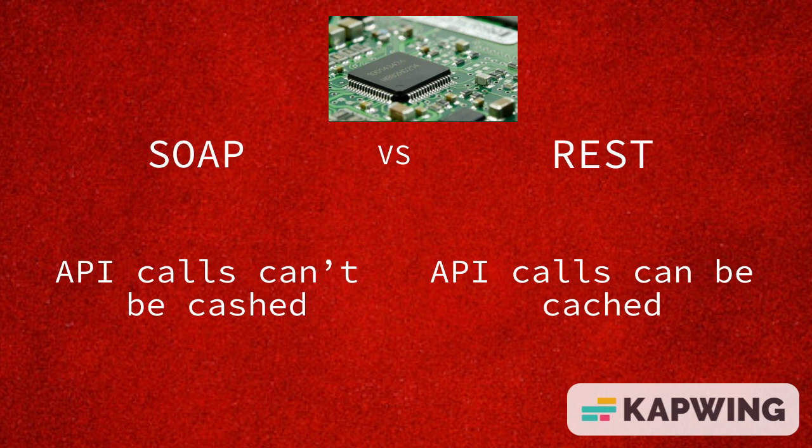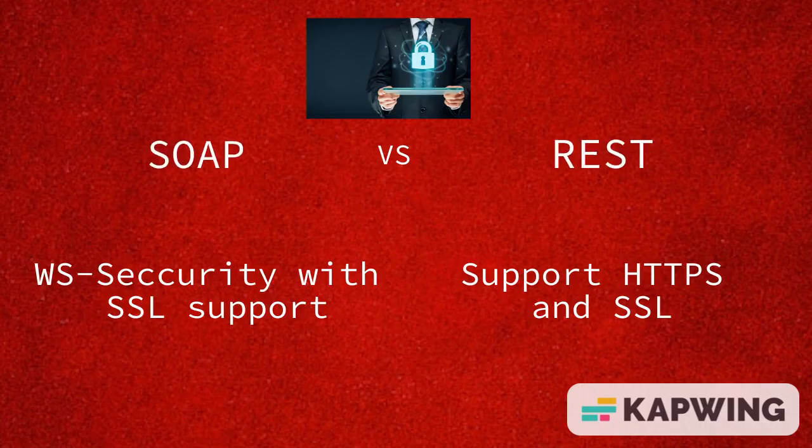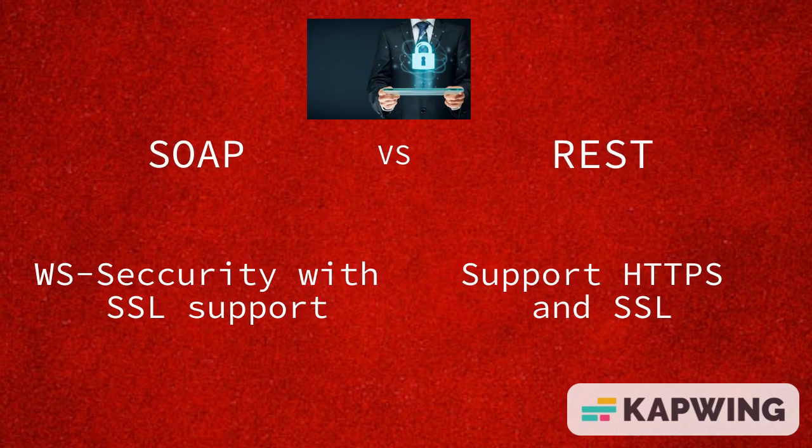And then SOAP provides WS-Security with SSL support. It has a built-in ACID compliance. You must be wondering what is that. So for instance, if you want your financial transactions to be secured, you will be using WS-AtomicTransaction, which is ACID compliant. And ACID means atomicity, consistency, isolation, and durability, while REST supports HTTPS and SSL. So you can say that SOAP is good for secure systems like the ones generally used in banking systems.